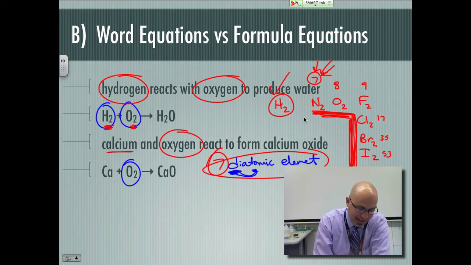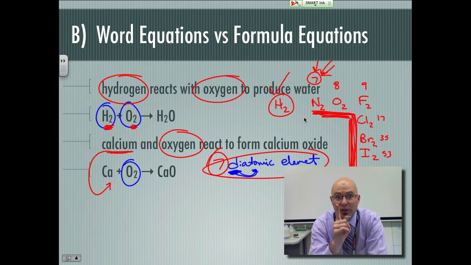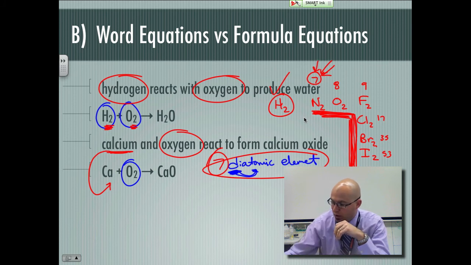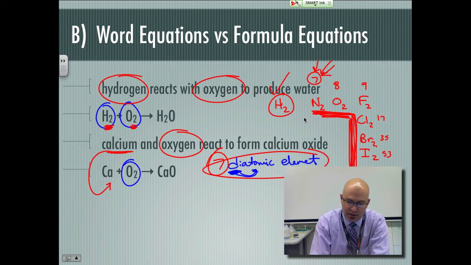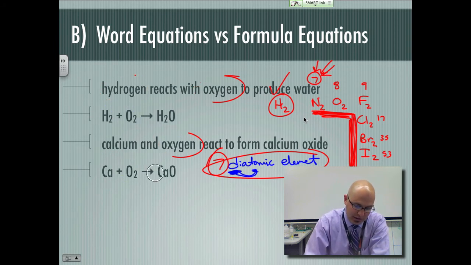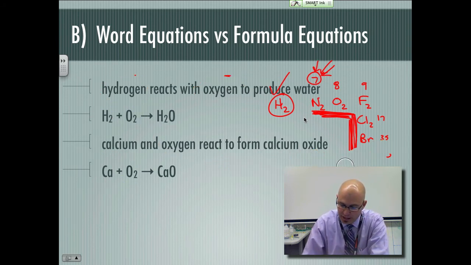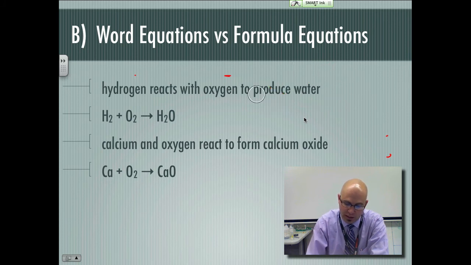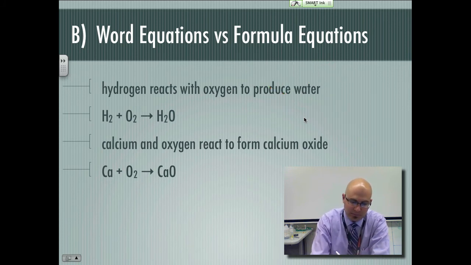Notice the difference with calcium. Calcium is not a diatomic element, so there's only one. We don't write Ca2. It's very important to recognize this when you write diatomics down or have any kind of reaction with them. Now the other little wrinkle that I wanted you to see, and it's very important when you're writing the chemical formula or the formula equation, is this.